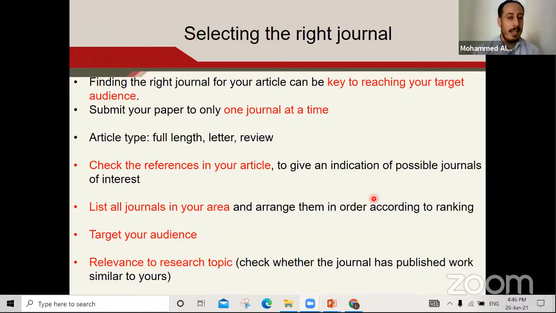Let's move to the second part, having completed the first. How to find the correct journal is important because you will target your audience. Again, I repeat, submit your article to one journal at a time. And check the references to select the journal. There are different tools I'll show you now to help you select journals.